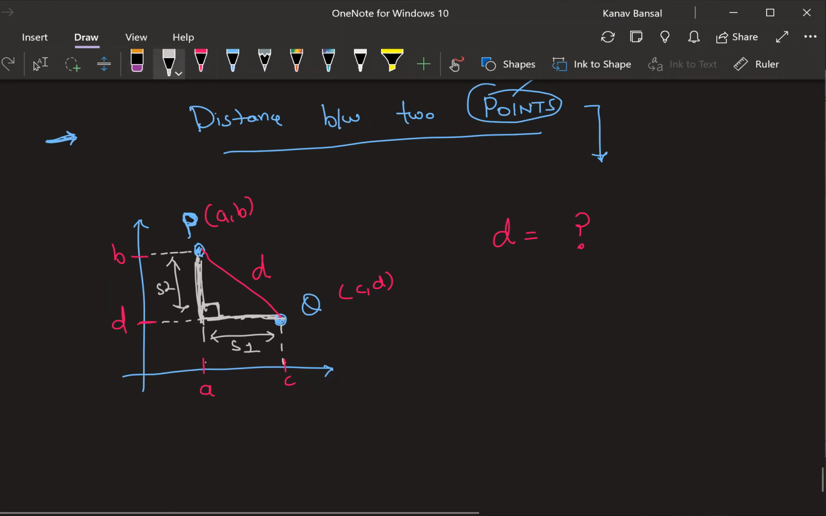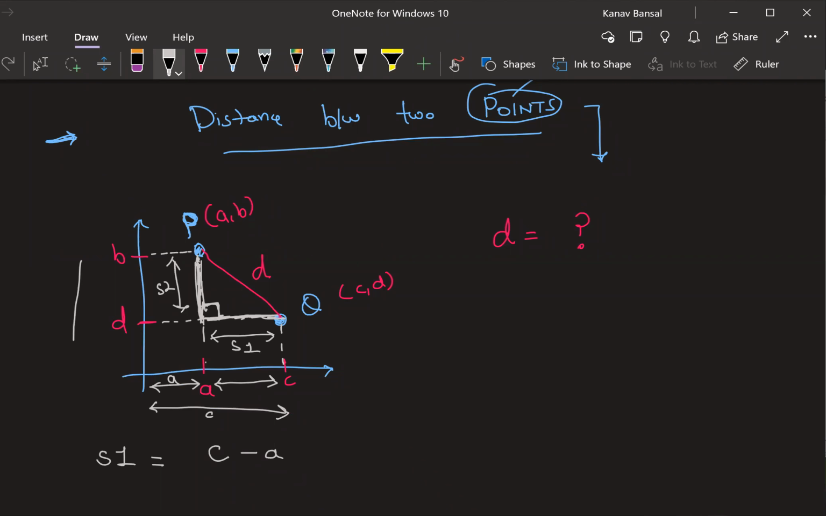So first of all, what is side 1? Can anyone tell me what is side 1? Do you see this is C? This entire length is C and this entire length is A. So what will be this side 1? Yes, correct. C minus A. Side 1 is nothing but C minus A.